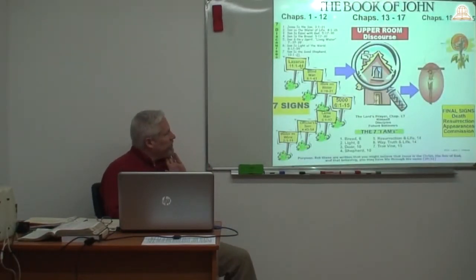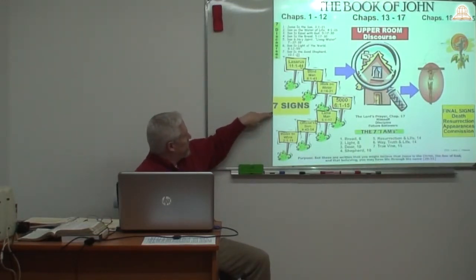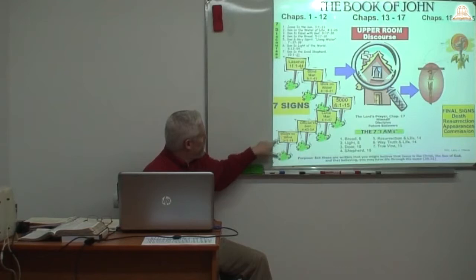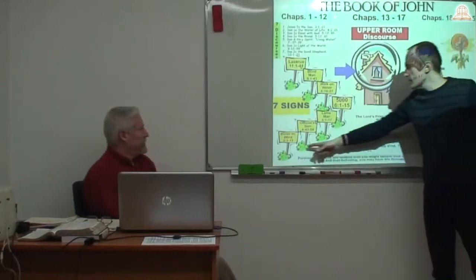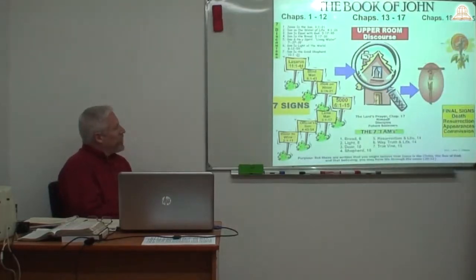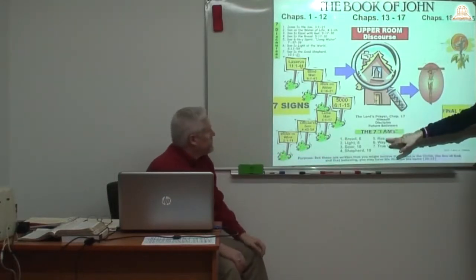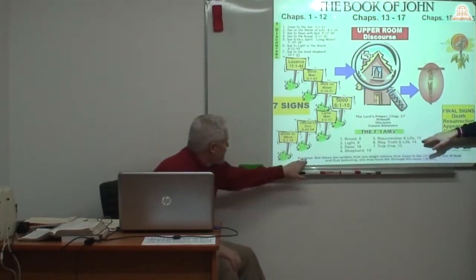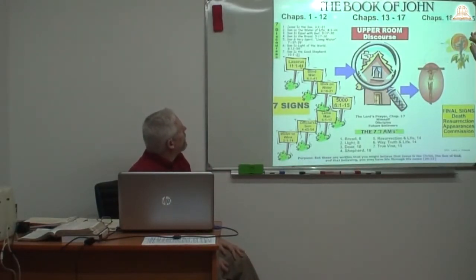This is one I was looking at for repetition. In the Gospel of John we have 7 signs, and he put the 7 signs on road signs, with a label for each of those. And here are the 7 I AMs. Now, of course, the purpose statement is John 20:31: all this was written so that you may believe.